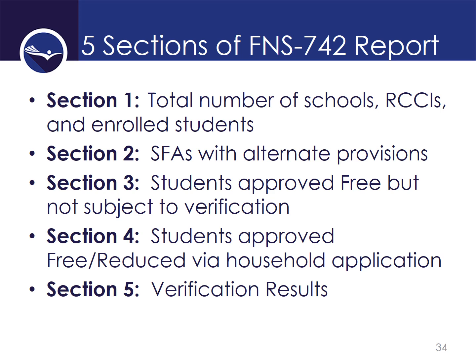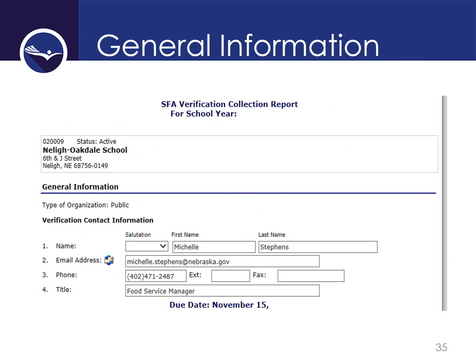There are 5 sections in the FNS 742 verification report. Let's go through each section of the online report. The contact information will autofill with the district's food service manager. Please update this section with the contact information of the person who completed the verification report, in case we have any questions.